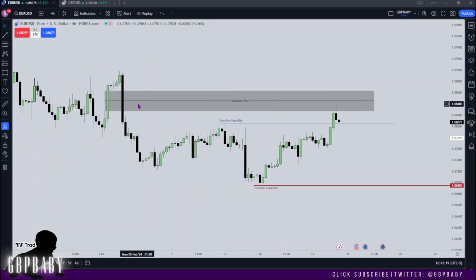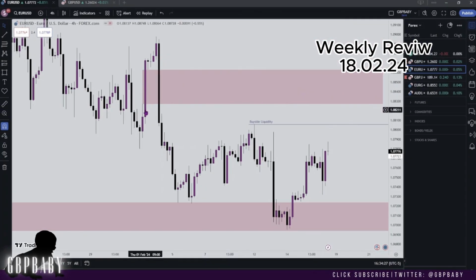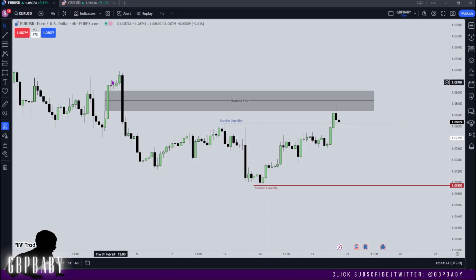If we go to the 4 hour, I also brought our attention to this inversion fair value gap. This is an inversion fair value gap because we've delivered on the upside and then the downside. So when price trades up to there, we should expect some kind of resistance. Yeah, delivery on the upside, delivery on the downside.